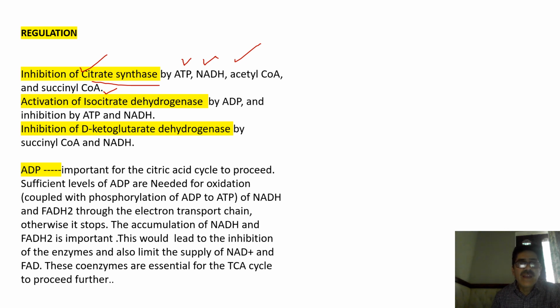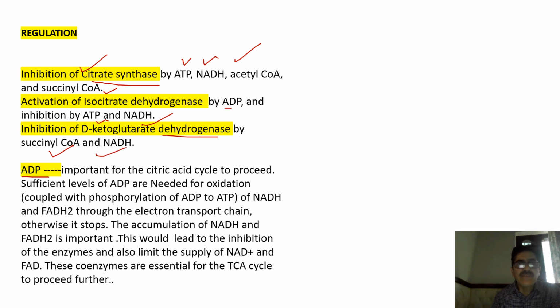Next, isocitrate dehydrogenase can be activated if there is a high ratio of ADP. It can be activated by ADP. It is inhibited by ATP and NADH. So that depends upon the situation. Alpha ketoglutarate dehydrogenase complex gets inhibited when there is enhanced level of succinyl coenzyme A and NADH.